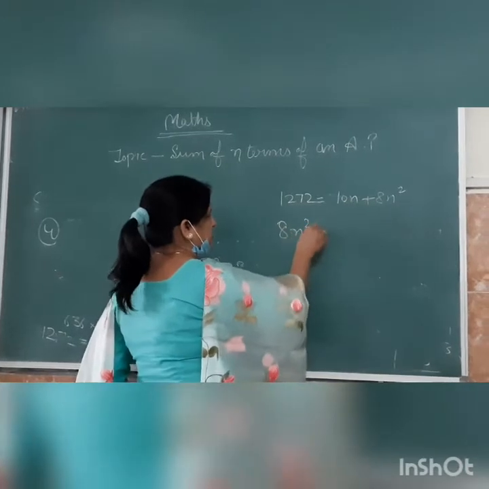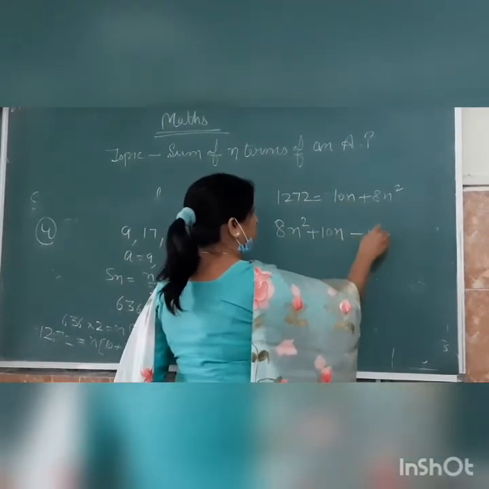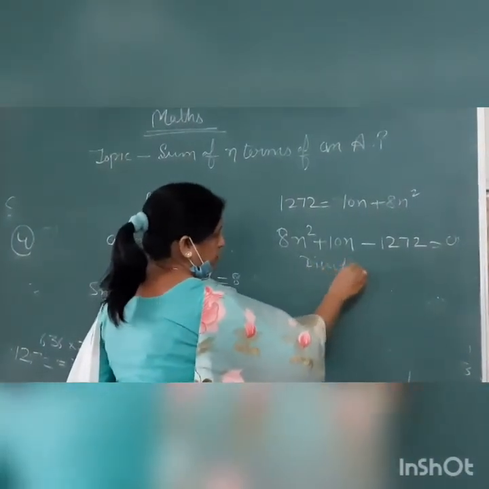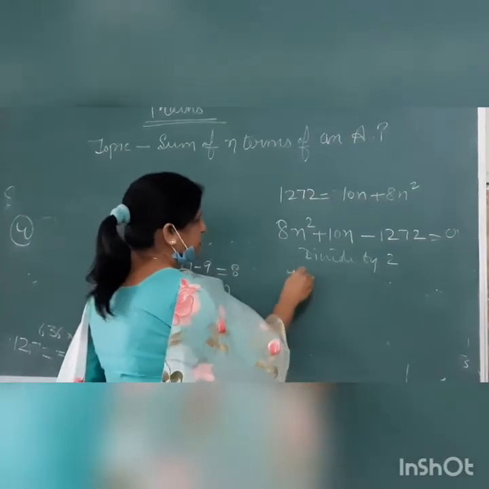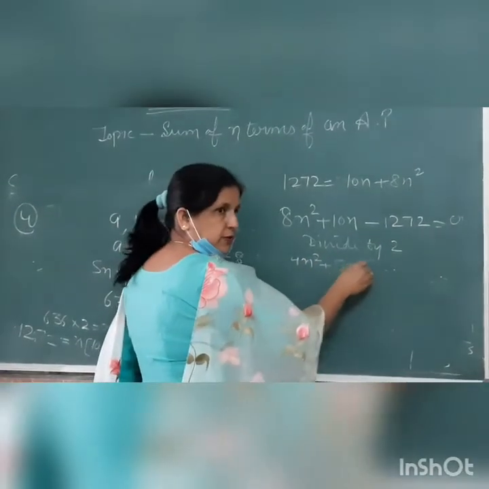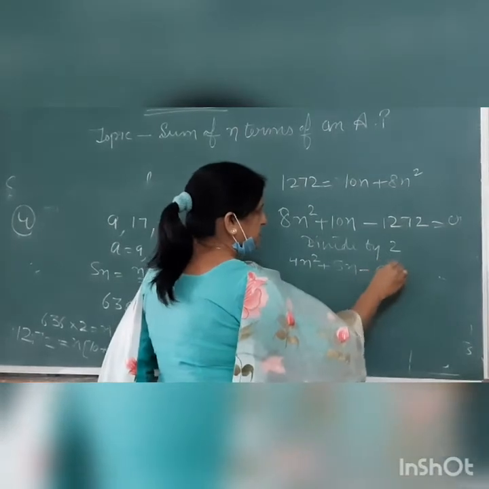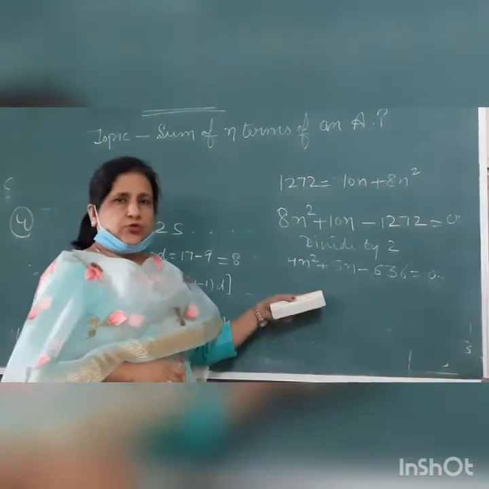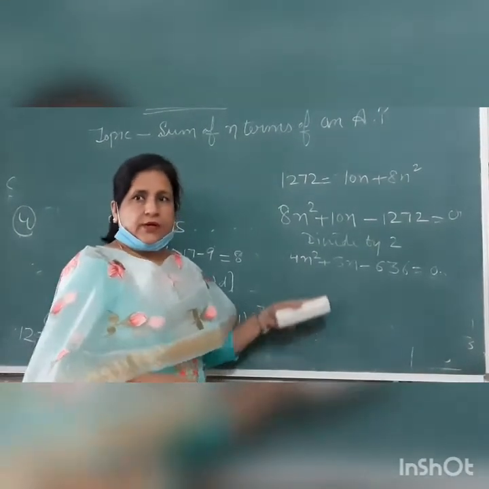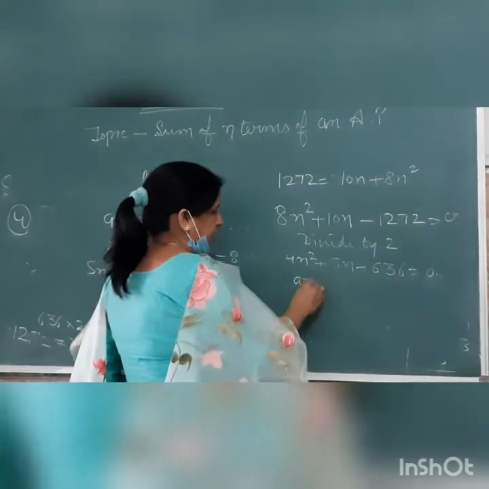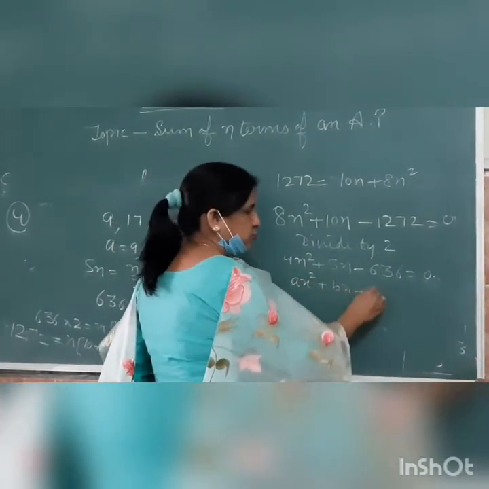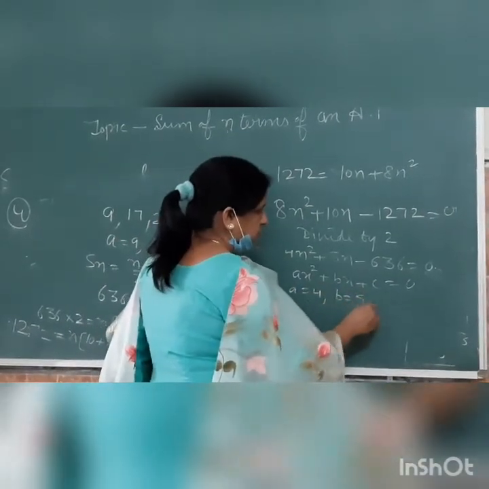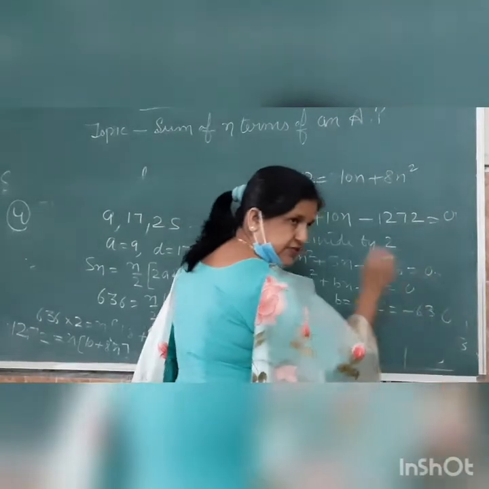8n square plus 10n minus 1272 is equal to 0. Divide by 2. 2 से डिवाइड करोगे ये आ गया 4n square plus 5n minus 636 is equal to 0. Use the quadratic formula. ठीक है. Compare this with ax square plus bx plus c is equal to 0. a is equal to 4, b is equal to 5, c is equal to minus 636.